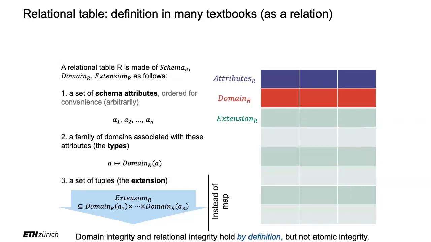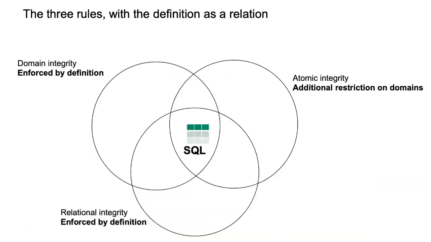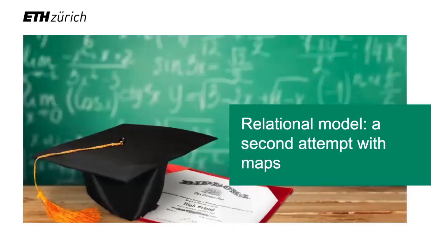You can have a domain that contains tables or lists or dictionaries and so on, because technically we can have any domains. Okay. So again, domain integrity by definition, relational integrity by definition, and atomic integrity if we additionally say the domains must have atomic values only. Strings, integers, dates, but not tables and so on. At least not in the beautiful world of SQL.